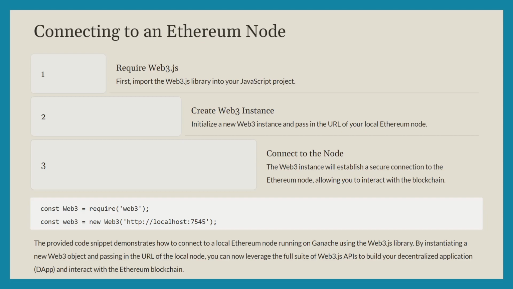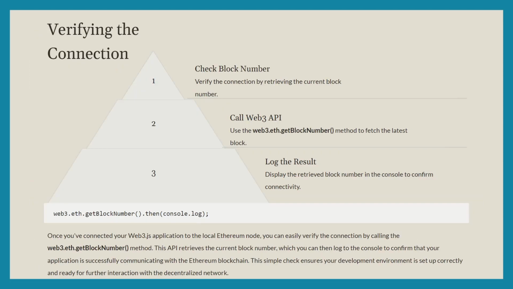The code is also given, right? So the provided code snippet demonstrates how to connect to a local Ethereum node running on Ganache using the web3.js library. By initiating a new Web3 object and passing in the URL of the local node, we can now leverage the full suite of web3.js APIs to build our app and interact with the Ethereum blockchain. That is our goal, essentially.